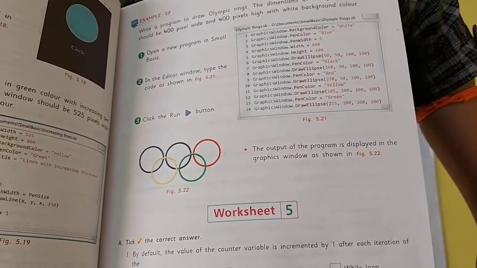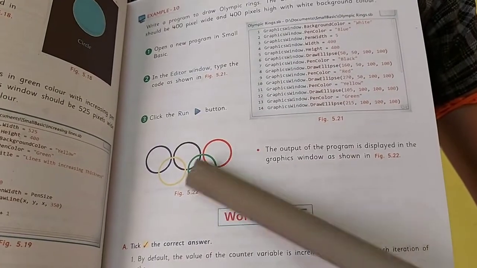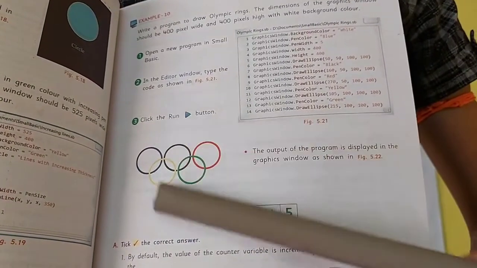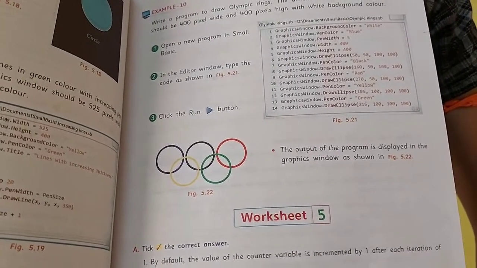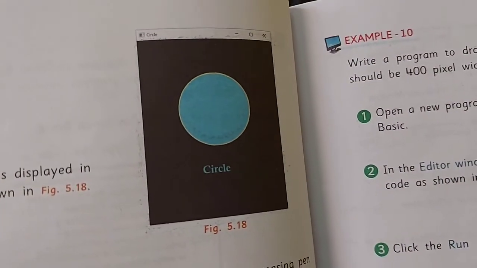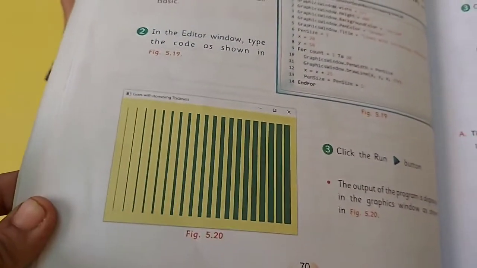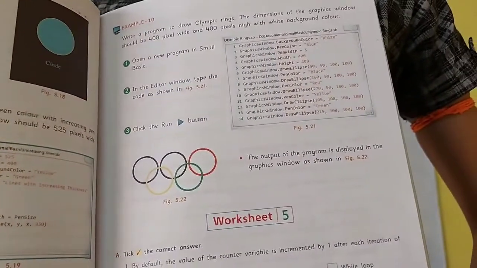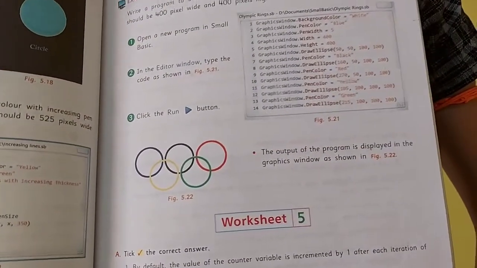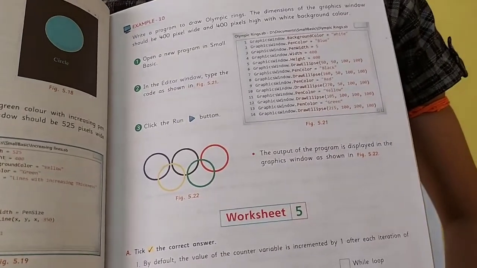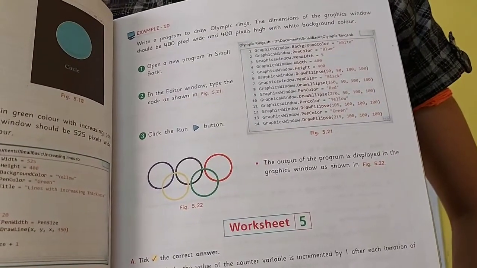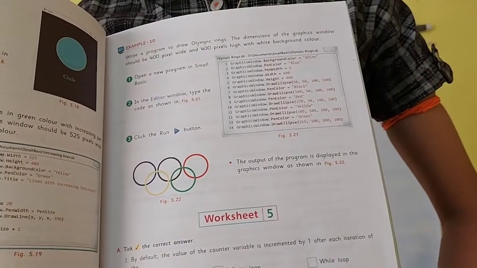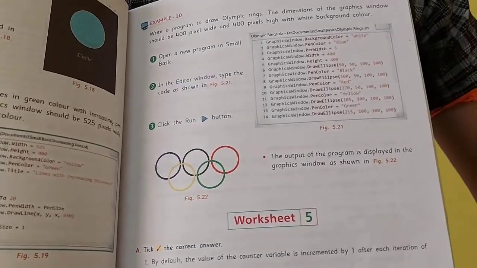Clear? See, this is how the output is displayed here. See, Olympic rings are being created. So this is how graphics window works. We can have different types of colors, different types of designs. Like see, one example is this, like this also we can get. Then see this example, we can get like this. So there are different ways. We can create different articles, different things in the graphics window. Finally, this is what we have studied in Small Basic.